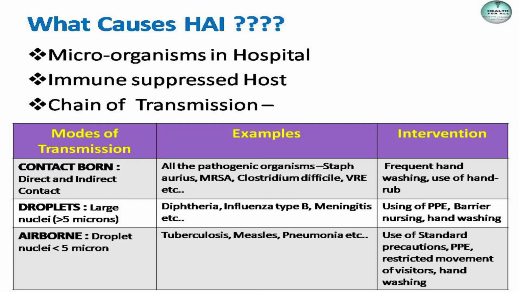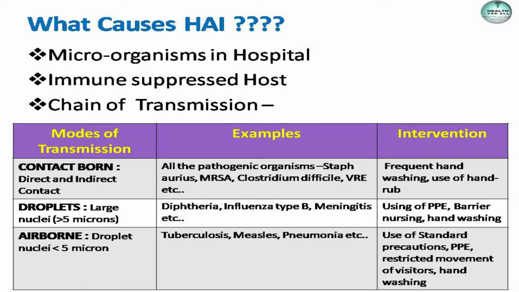We know that infections mainly spread via 3 methods. Number 1, contact borne. Number 2, droplet. And number 3, airborne. Contact borne means pathogens are spread via direct or indirect contact. Pathogenic organisms such as Staphylococcus aureus, MRSA, Clostridium difficile, and vancomycin resistant Enterococcus or VRE are all contact borne infections. And how can we intervene or prevent it? We can, by frequent hand washing or use of hand rub. Number 2, droplets. Microorganisms which are larger than 5 microns are usually spread via droplet nuclei.